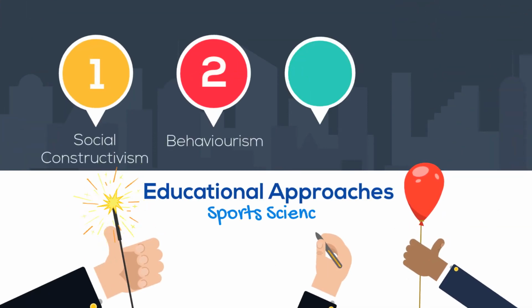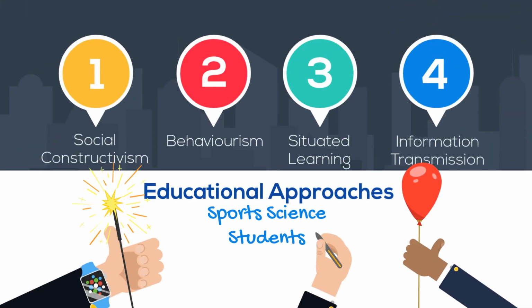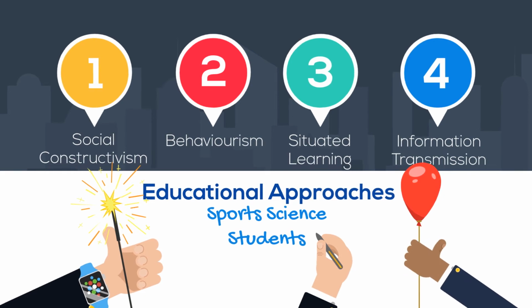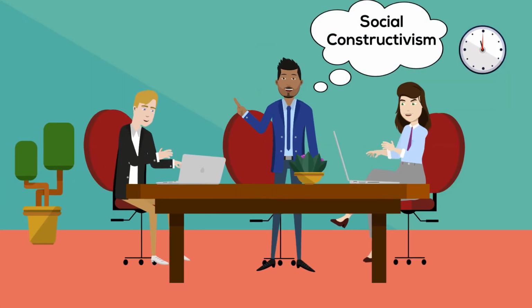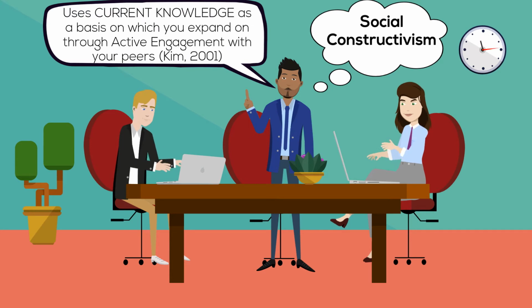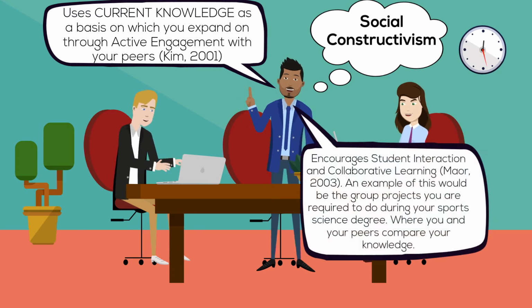There are four main educational approaches that I recommend for sports science students to be mindful of during their undergraduate degrees. Social constructivism encourages collaborative learning. It involves students using their current knowledge as a basis, which will be expanded on through active engagement with their peers. An example in sports science would be group projects.